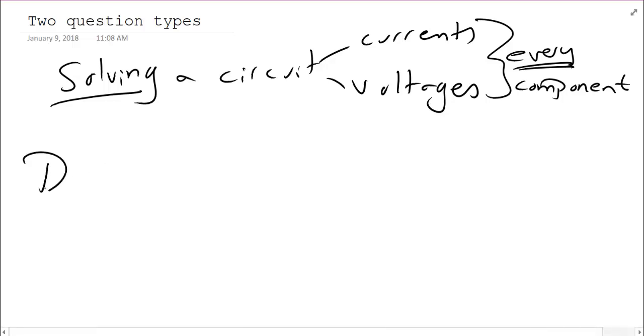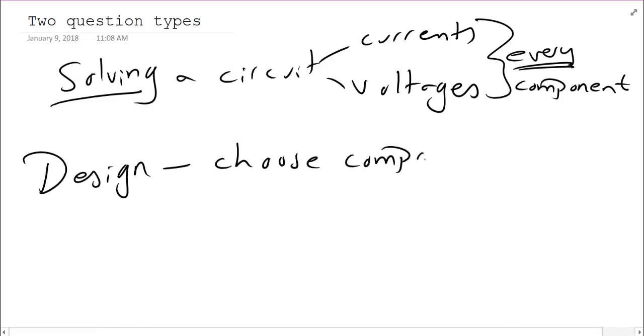The next thing is designing a circuit. This is where we choose components. And typically, the way we do it is we say there's a problem to be solved, and we want to solve it with a circuit.